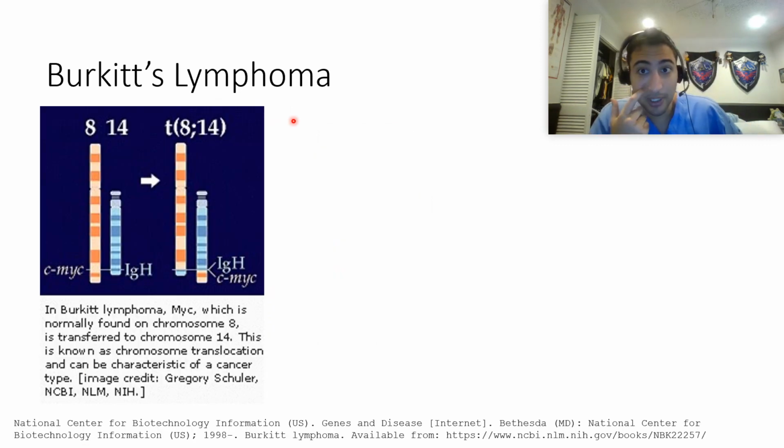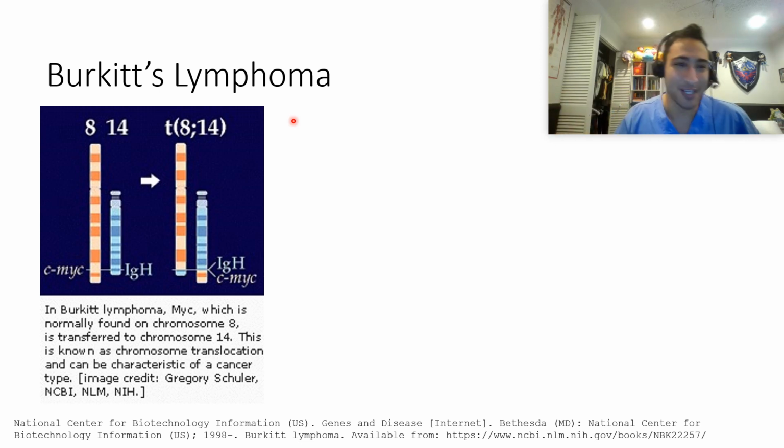And that brings us to Burkitt's lymphoma. I have seen this tested a lot. I don't want to get myself in legal trouble, so I can't say where. I have seen this tested a lot, and let's leave it at that. And this translocation is pimpable on rounds.